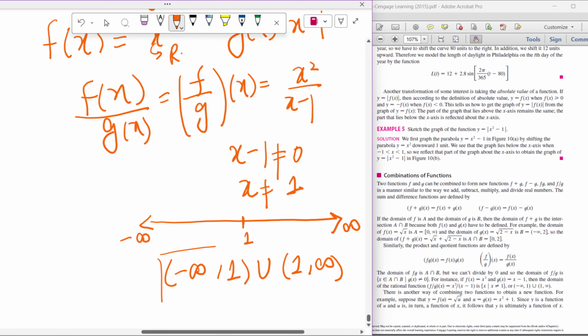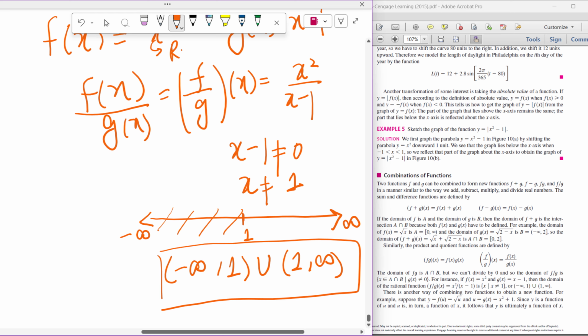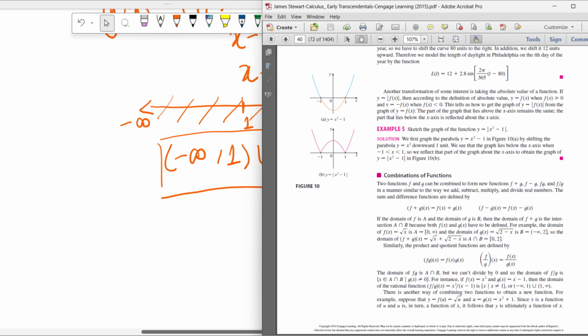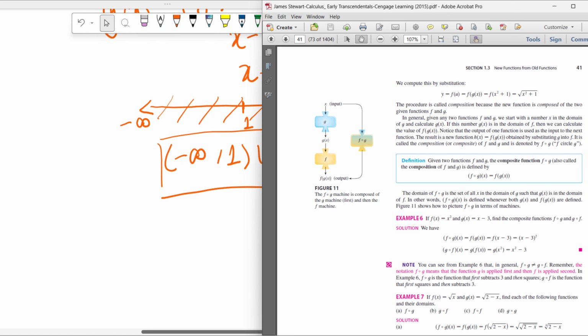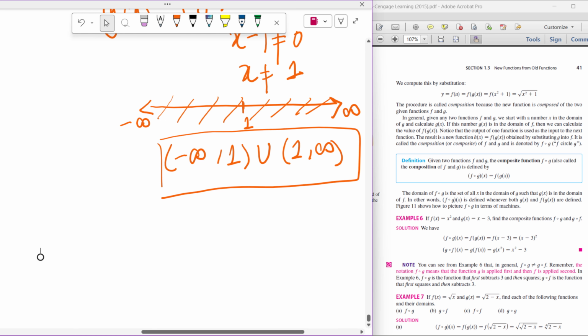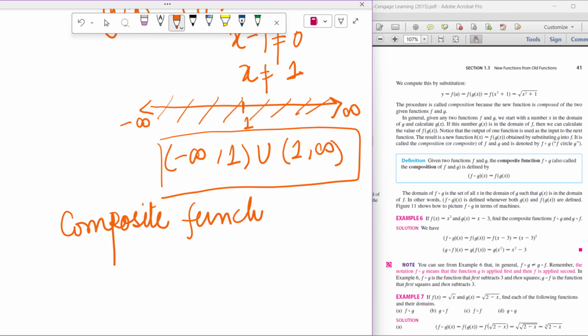So this is the domain of this function, because for x squared we have all real numbers. So this is the concept of the combination of functions. The next concept is the composite functions.